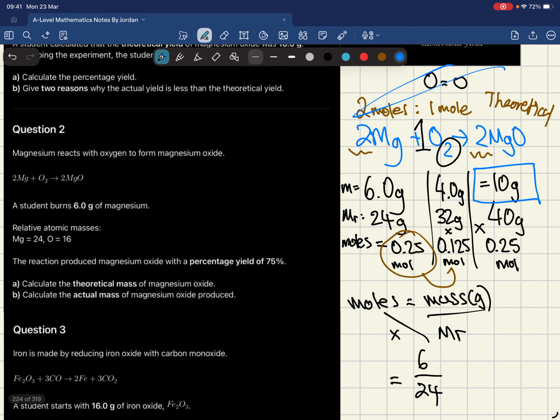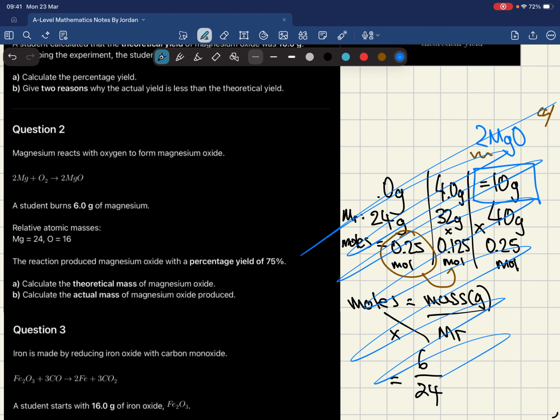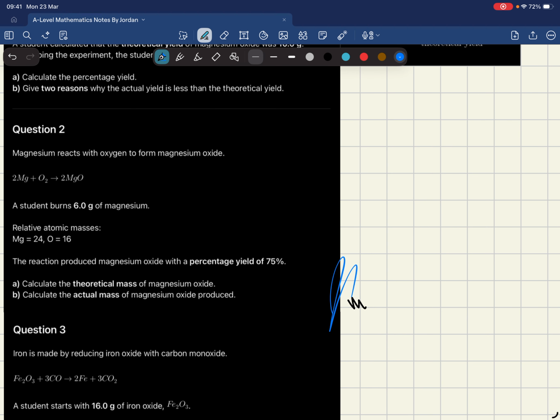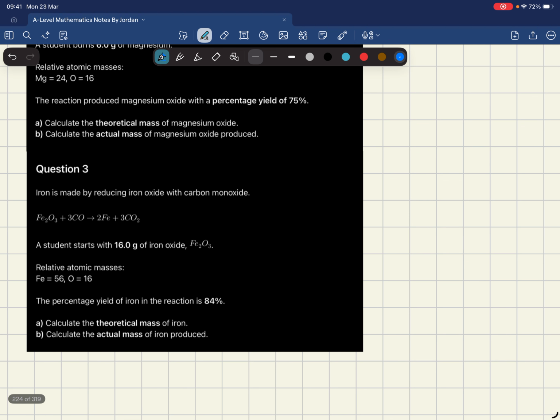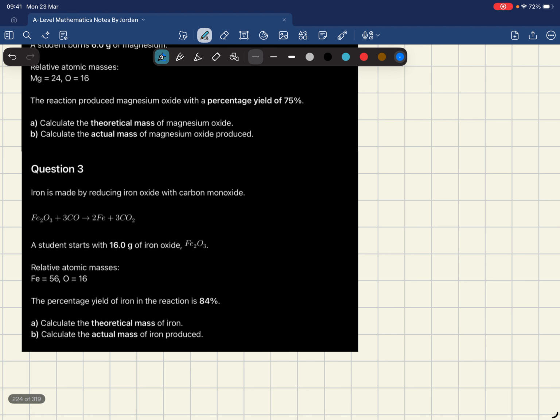So I went through that one in a bit more depth, but the next one I'll just go through a lot faster. So I'll just do what you need to do here. Right, so let me just start with this. I'm going to write down my chemical reaction.